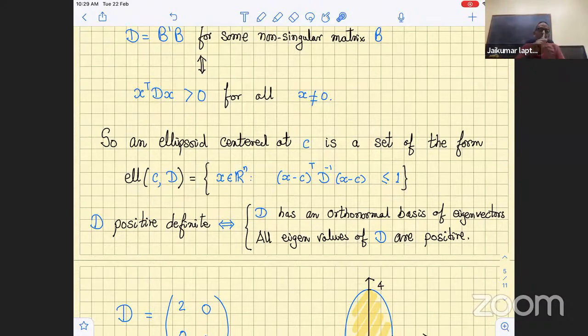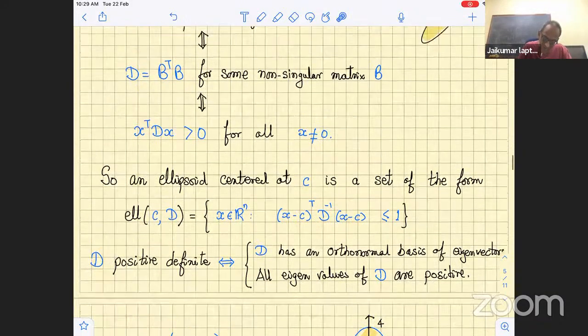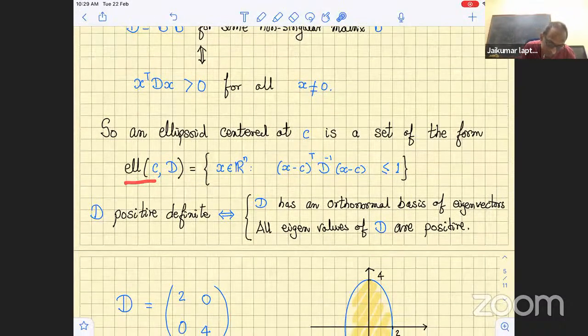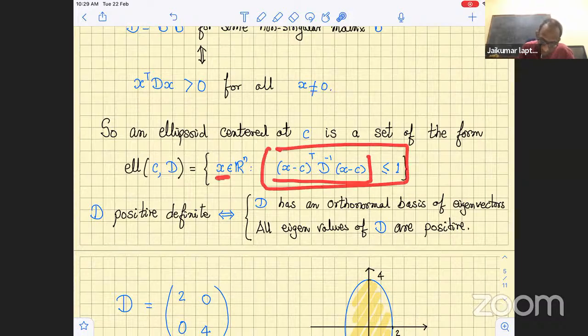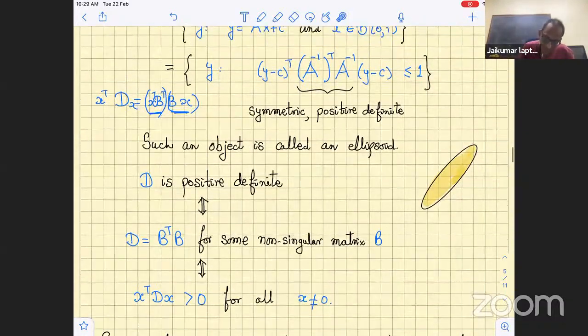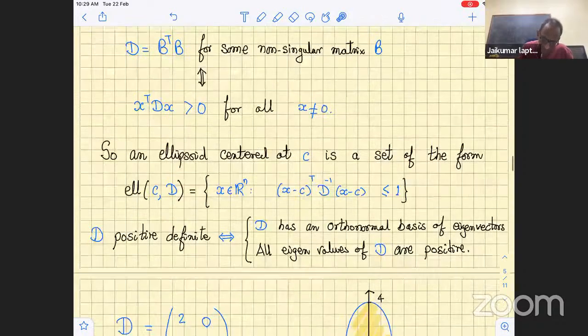You had a sphere, you just stretched some axis. Now, I will give you an example very soon. So what is an ellipsoid? An ellipsoid centered at C and defined by this positive definite matrix D is all those points X which satisfy this inequality. Notice that I've written D inverse here. So this matrix we will call D inverse, not D. I made a mistake just now. This matrix will be called D inverse. There is a reason for that. I'll tell you very soon.